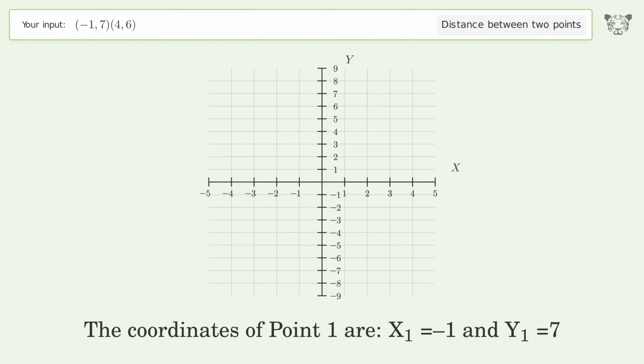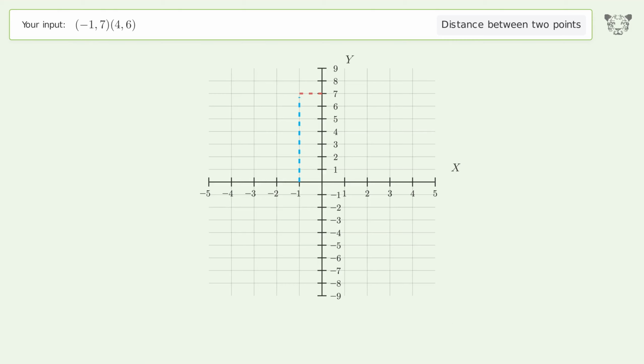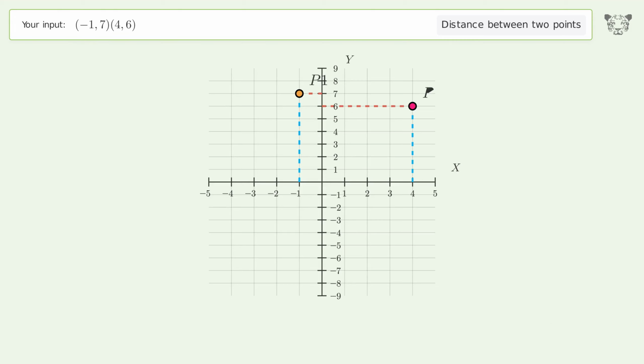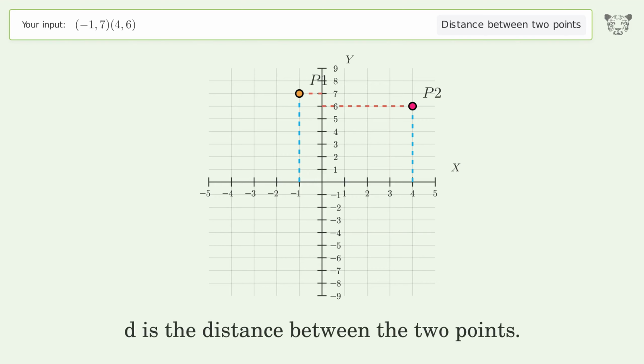The coordinates of point 1 are, x1 equals -1 and y1 equals 7. The coordinates of point 2 are, x2 equals 4 and y2 equals 6. D is the distance between the 2 points.